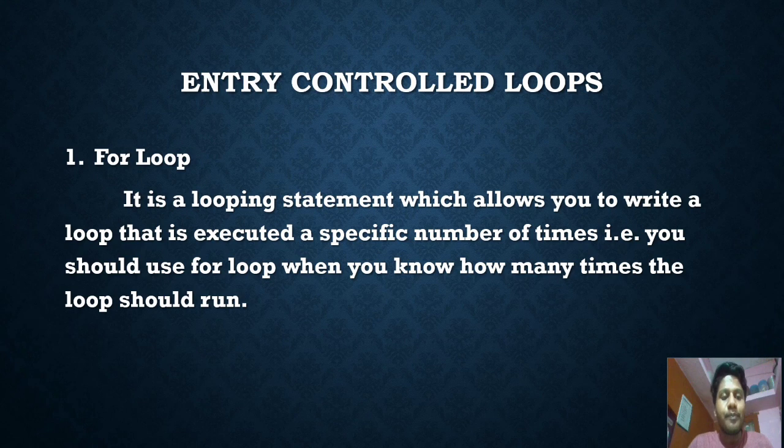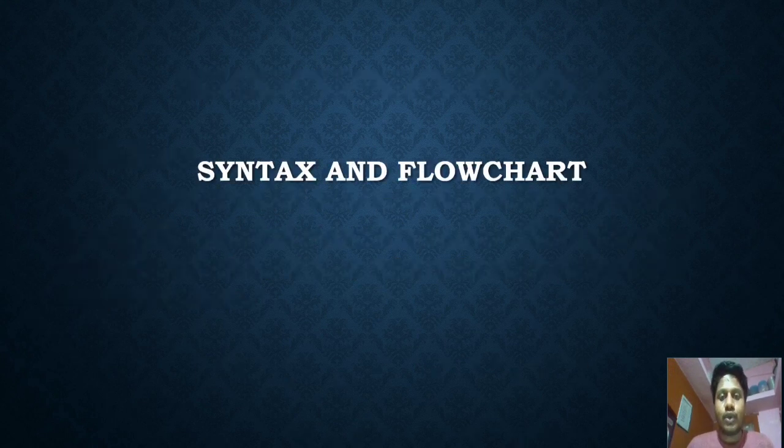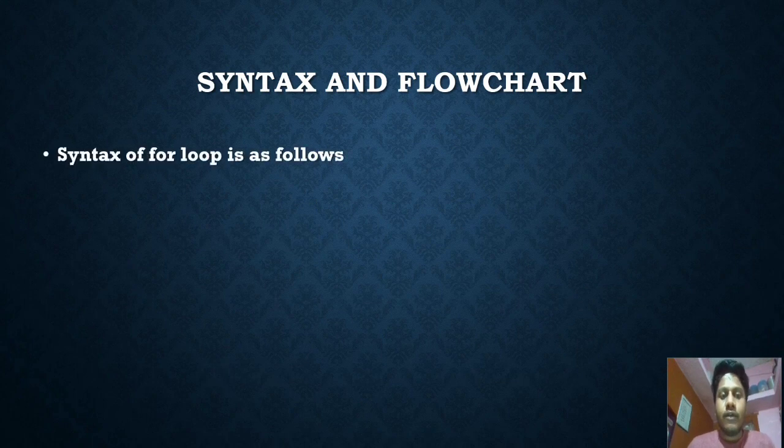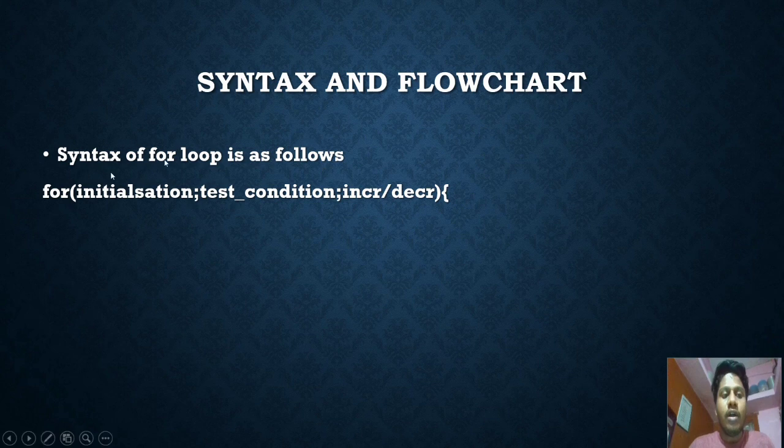So we are going to use the for loop when we know how many times the loop is going to run. Let's see the syntax and the flowchart of the for loop. The syntax is: for, open bracket, initialization, semicolon, test condition, semicolon, increment or decrement, whatever you want to do, then the body of the loop, then the closing brace.